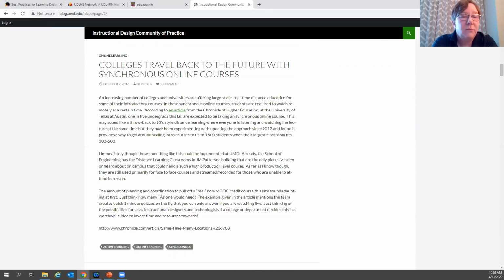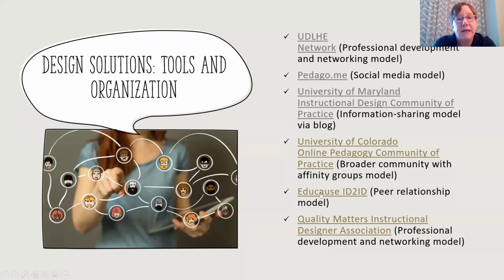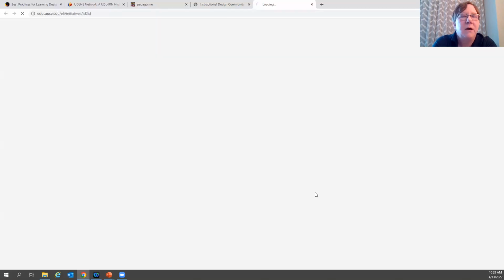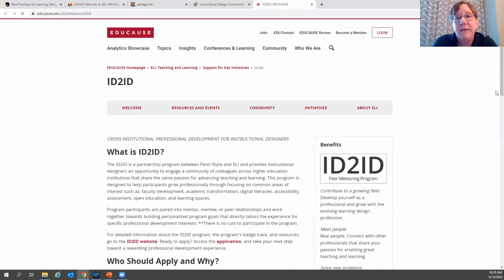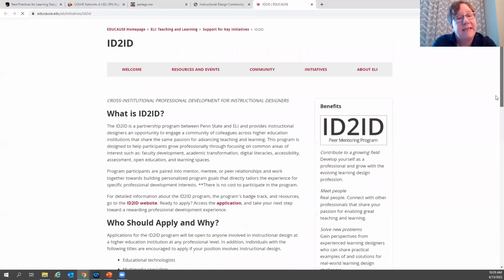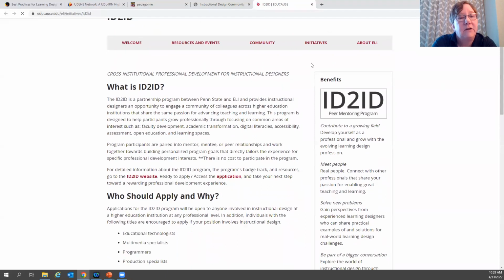And then the next one is a peer relationship. I really like this one, the EDUCAUSE one. They do peer reviewing and peer mentoring. So if you want to join that, you can sign up to be a peer or to be a mentor or to be a mentee. And then you meet regularly and set goals and work within those goals to improve your ID skills, your learning design skills. So it's more of a one-on-one type community of practice than a large group practice.